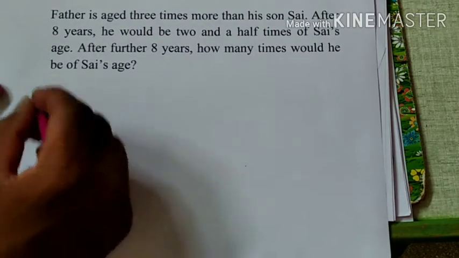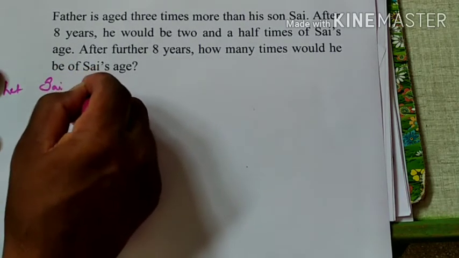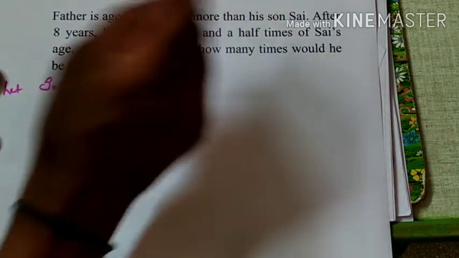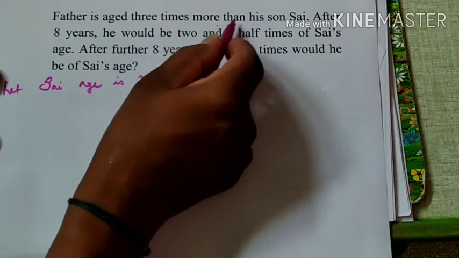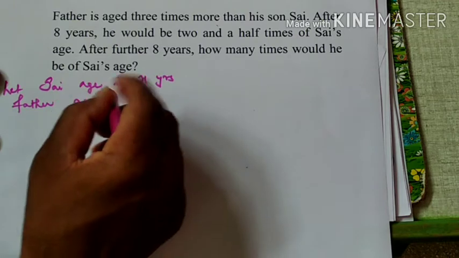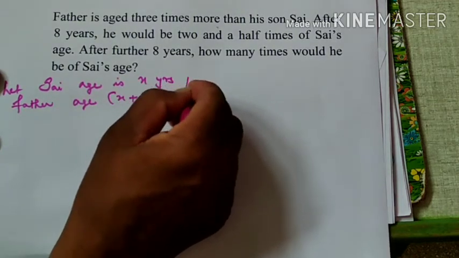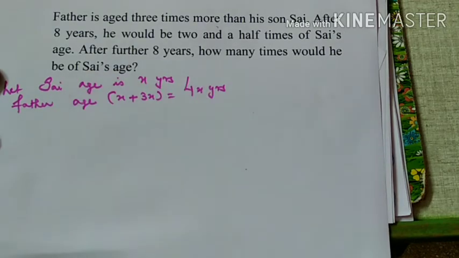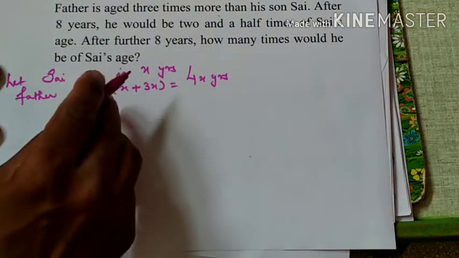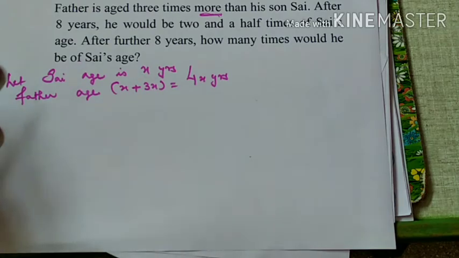Therefore, first you initially assume Soy's age is x years. Father's age is 3 times more than his son. Therefore, father's age, 3 times more, x plus 3x. Therefore 4x. For the father's age we assumed 4x. Soy's age is x means father's age is 3 times more. 3 times more means x plus 3x. Therefore it is 4x.